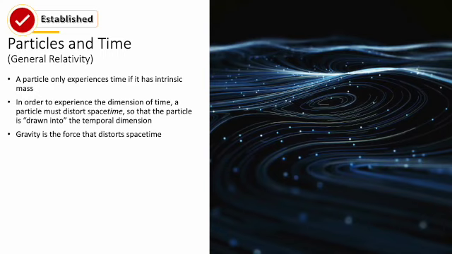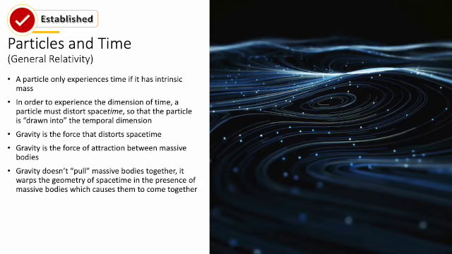Gravity is the force that distorts space-time. It's also the force of attraction between massive bodies. And this is really two ways of saying the same thing. It's because gravity doesn't pull massive bodies together. It warps the geometry of space-time in the presence of massive bodies, which causes them to come together.